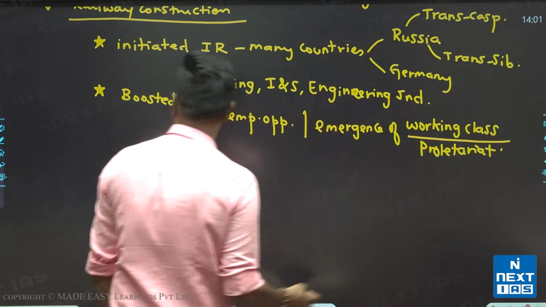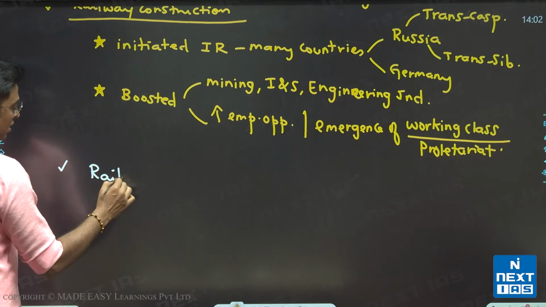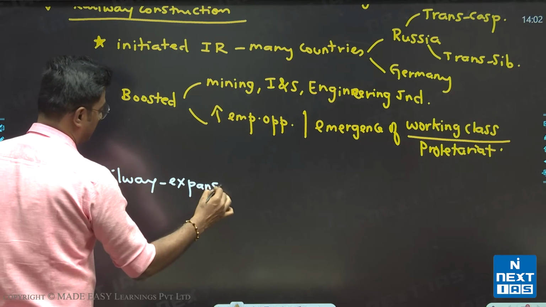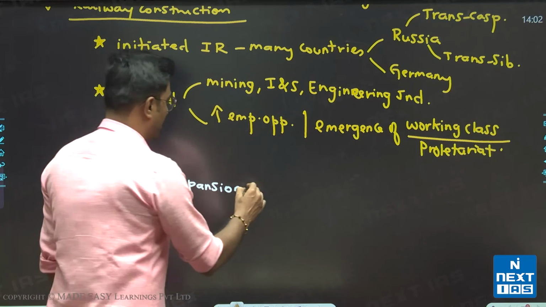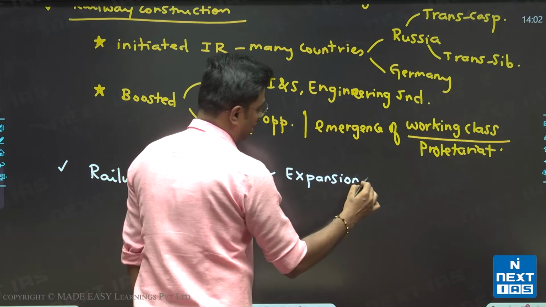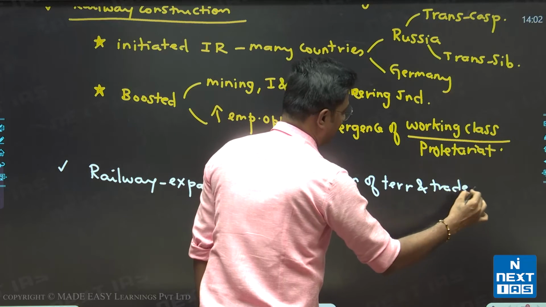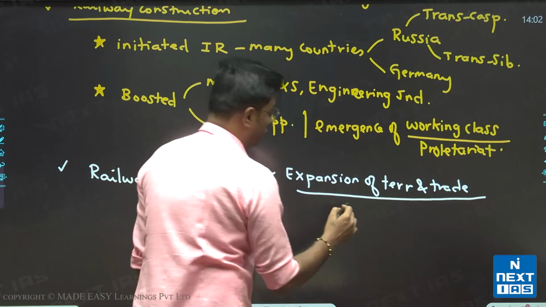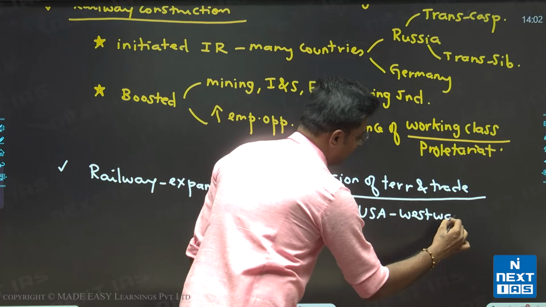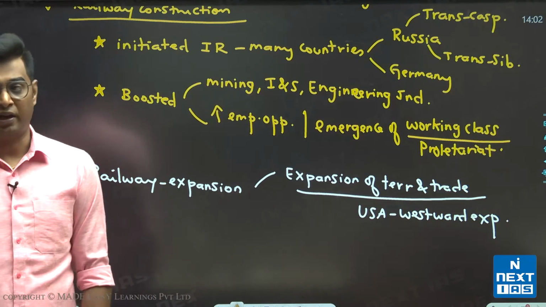You can add that the expansion of railways led to expansion of territories and trade in many countries. Classic example would be that of USA. In USA, westward expansion of trade and commerce happened because of railways.